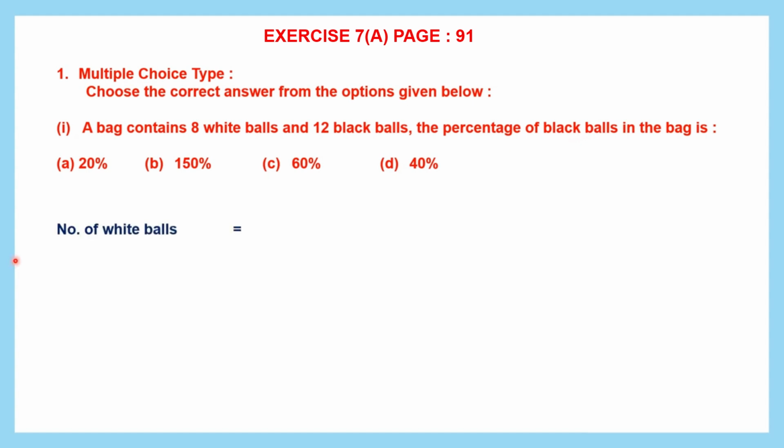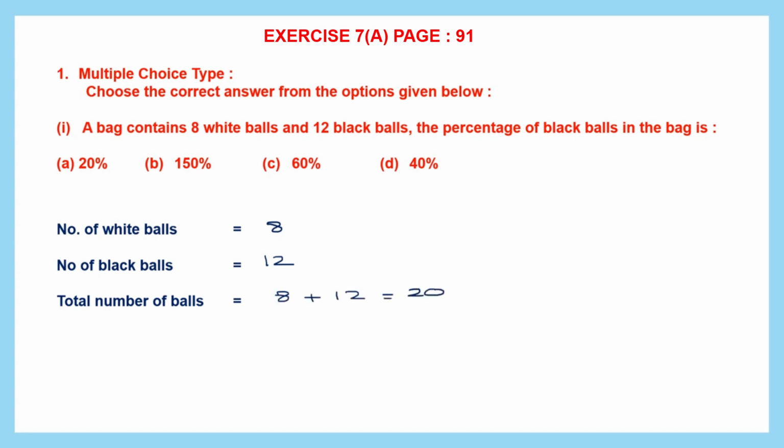So let's begin by saying number of white balls. So how many white balls are there? There are 8 white balls. Then the number of black balls, there are 12 black balls. Then the total number of balls, we need to find the total number. So total number means number of white balls plus the number of black balls. When you add it up, you will get the total number, and that is 20. Now we can find the percentage of black balls.